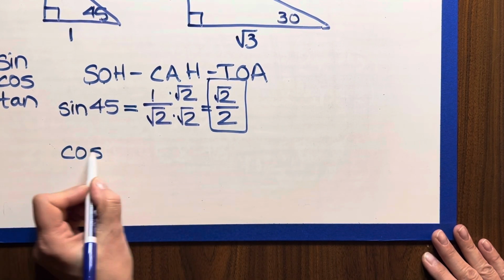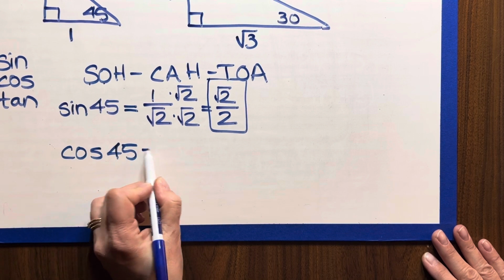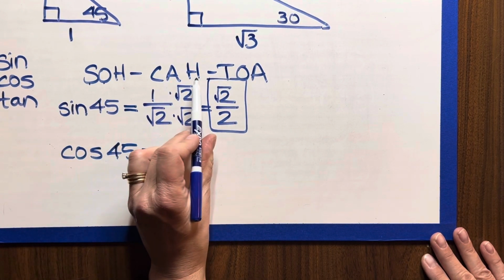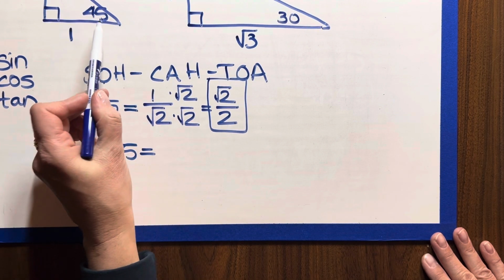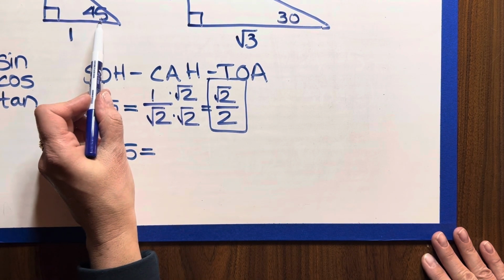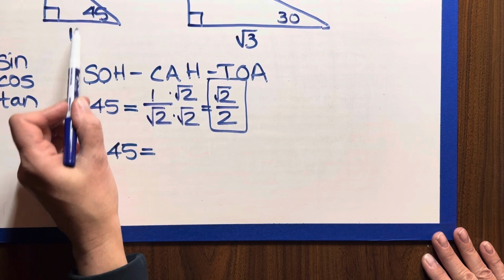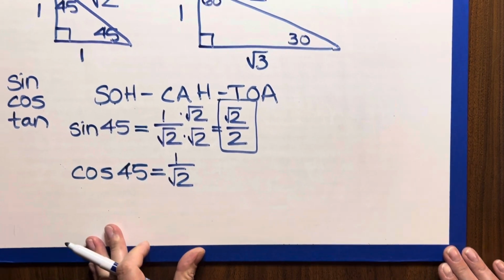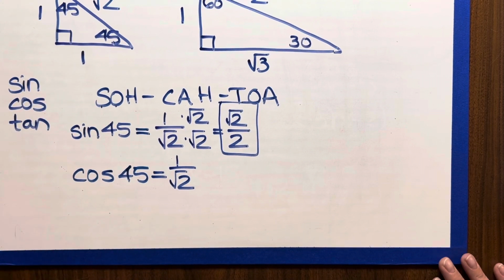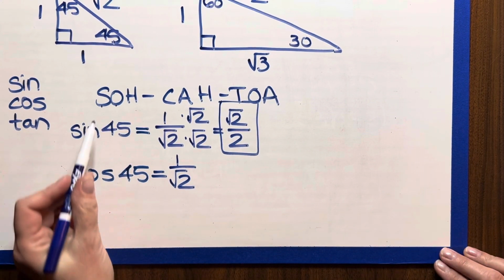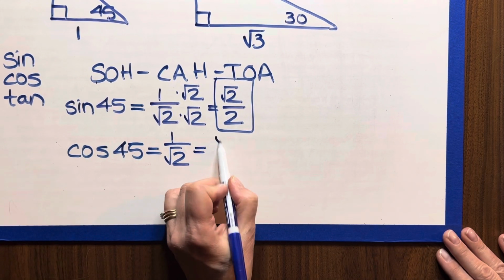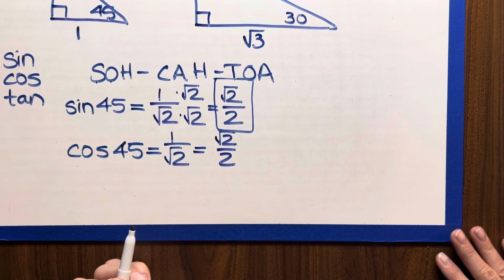The next thing I'm going to do is the cosine of 45 degrees. So the cosine is the adjacent over the hypotenuse. So here's my 45 degree angle. Adjacent is 1. Hypotenuse is square root of 2. Because the legs of a 45, 45, 90 right triangle are the same, that's why the sine and the cosine values are also the same. So I get the square root of 2 over 2 once again.